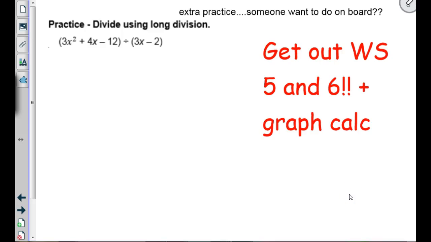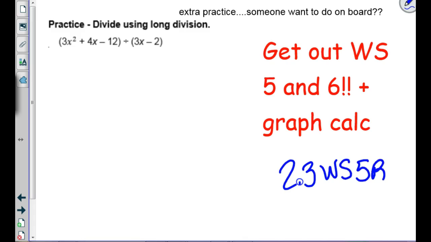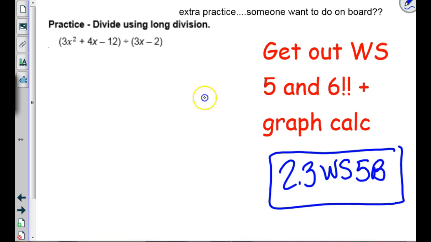So we are in the middle of finishing 2.3. Does that sound right? We're going to be on worksheet 5B in a minute, but right now I was going to do this as a warm-up. You want this? You got this? Okay. I'll write, you talk.